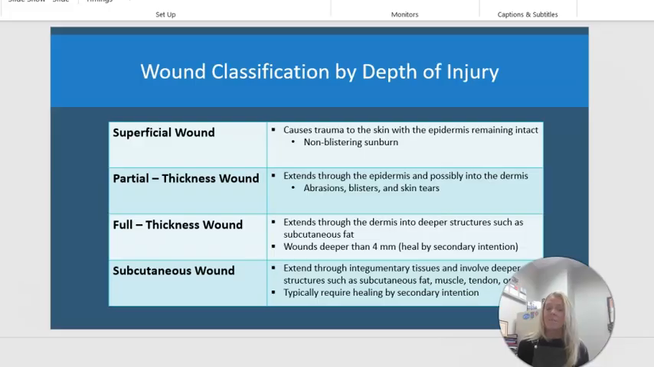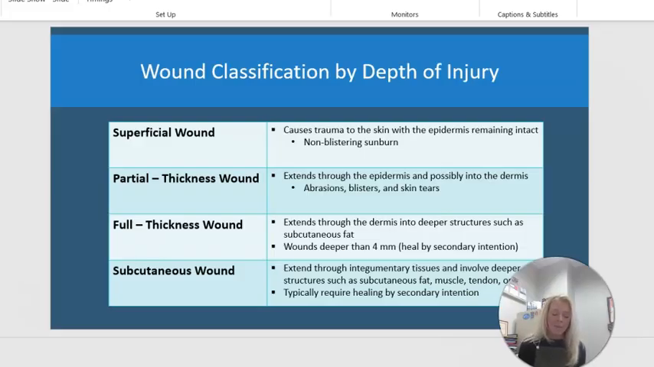A full thickness wound extends through the dermis into the deeper structures, like the subcutaneous fat. And these are typically wounds that are deeper than 4 millimeters and allowed to heal by secondary intention, which, remember from back towards the beginning of the term we talked about, is when it's not superficially closed. So the wound is intentionally left open in order to heal.